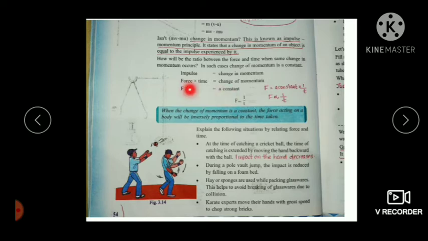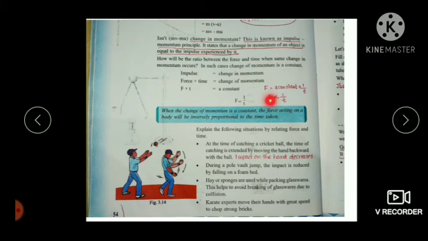If we bring this time T to this side, then what happens? F is equal to a constant into 1 by T. From this we can write F is inversely proportional to T, or F is directly proportional to 1 by T.